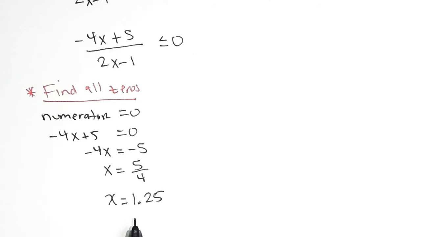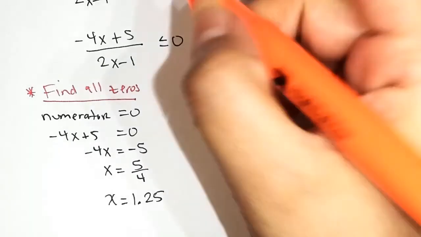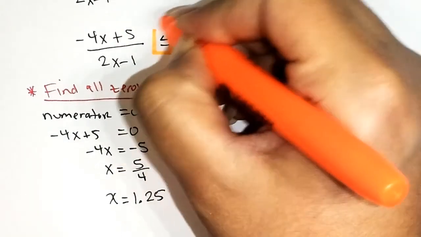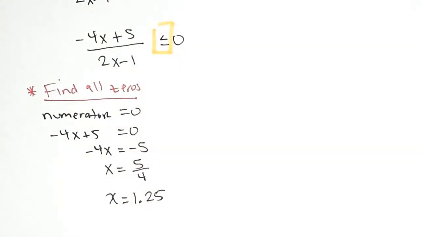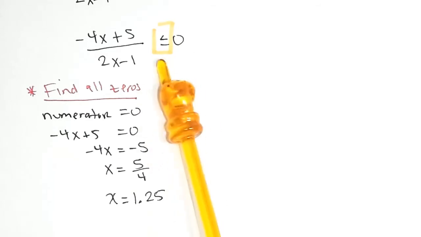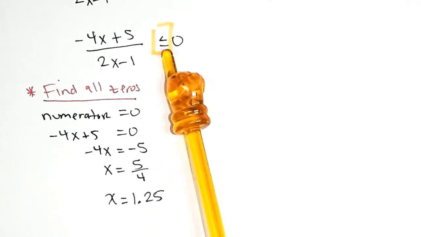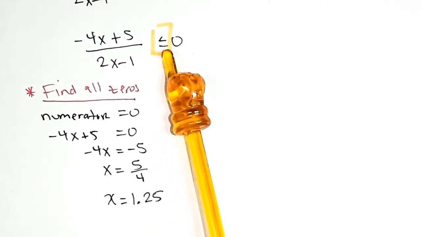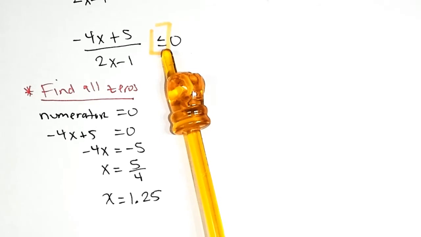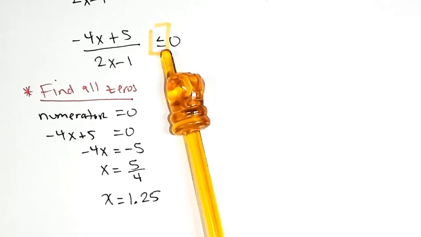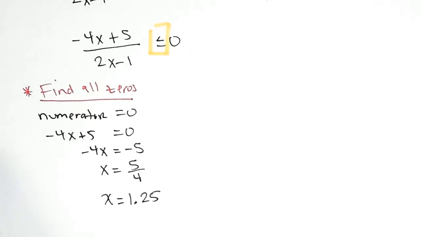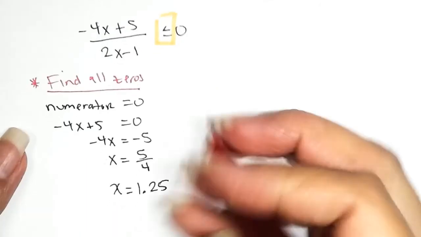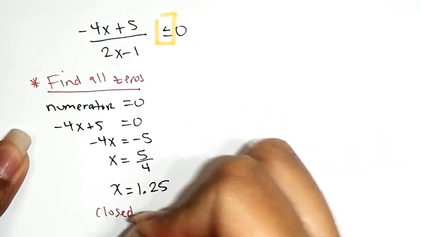When we locate the 0 on the number line, I'm going to ask myself, is 1.25 part of the solution? Well, that question is dictated by the inequality symbol. If the inequality symbol has what I call the equal to part, then it is part of the solution. If the inequality symbol doesn't have that equal to part, then it's not part of the solution. This inequality symbol has the equal to part, so 1.25 is a part of the solution. So we can graph it, or as the books say, closed circle.